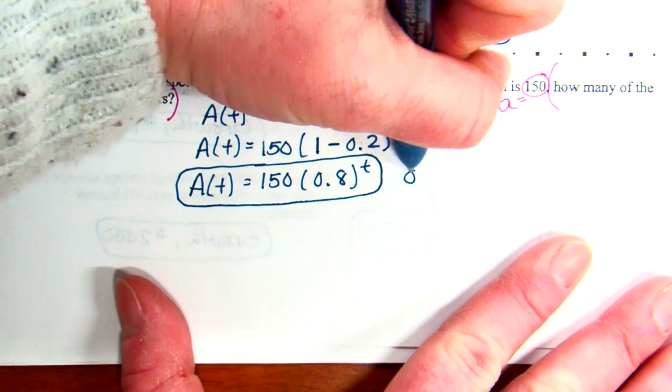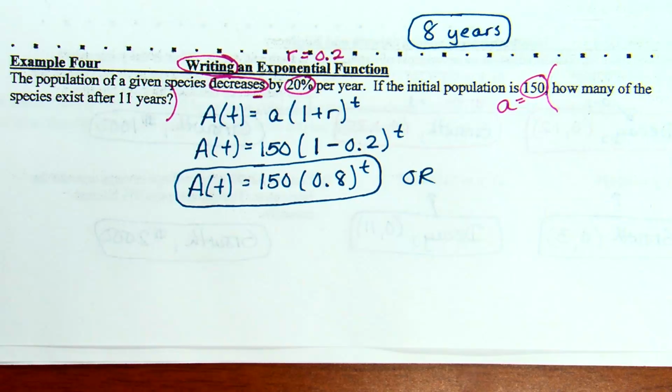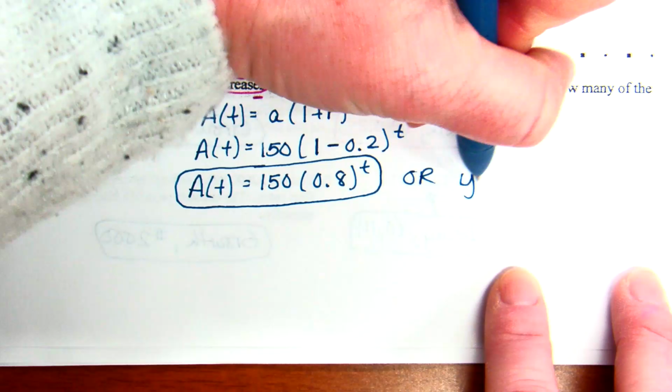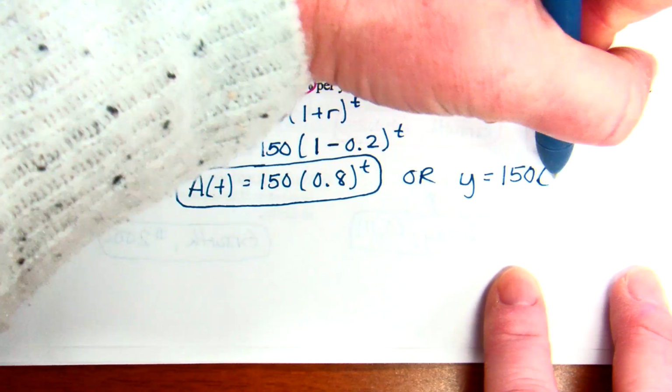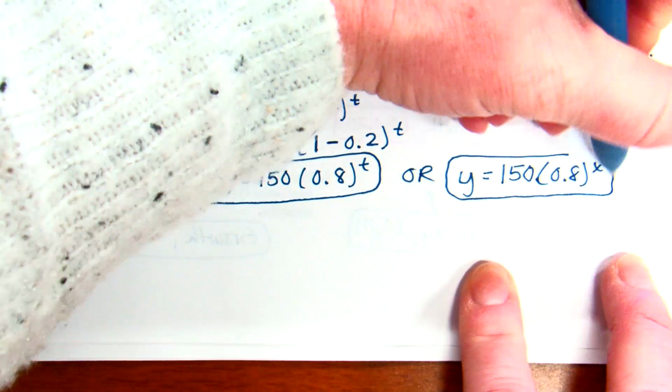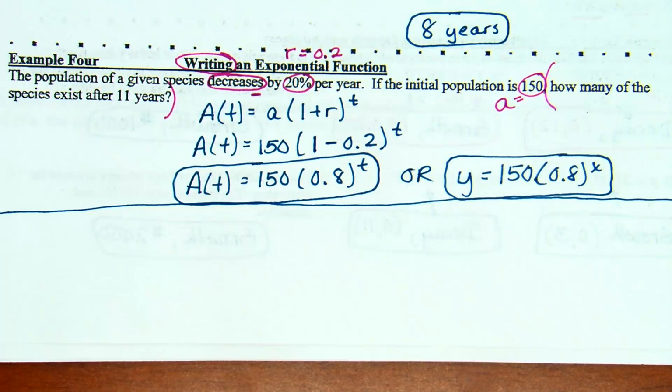You could also write this in terms of y and x, and Math Excel might have you do that. I can't remember exactly. But if I write this in terms of y and x, we could also say y equals 150 times 0.8 raised to the power of x. I'm just trying to show you that the formula says A of t and t, but you can also easily see it as x and y. So you need to be flexible, willing to go back and forth.